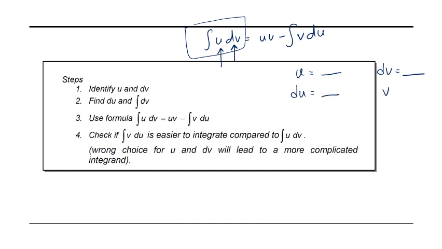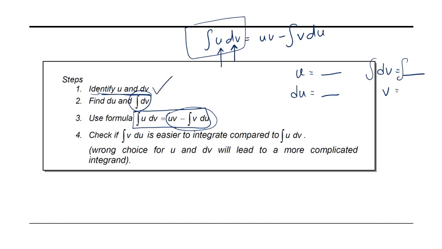And then you have to find v. So how to find v? You have to integrate our dv: integrate the left hand side, integrate the right hand side, and you get v. Then use the formula we had earlier, and then check if integrate v du is easier to integrate compared to integrate u dv. A wrong choice for u and dv will lead to a more complicated integral. If you get it wrong, it will be harder to integrate. So check carefully, step 1 must be right.